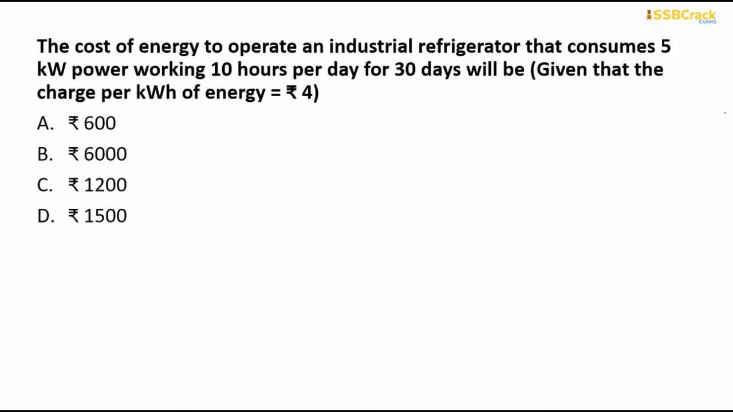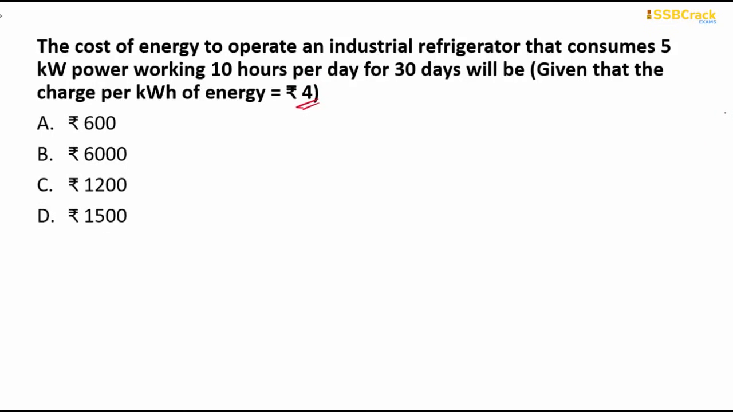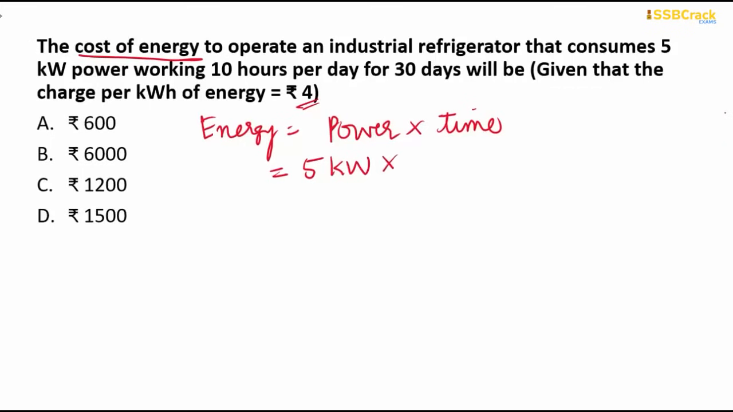Going on with the next important question: the cost of energy to operate an industrial refrigerator that consumes 5 kilowatts of power, working 10 hours per day for 30 days, will be what? It is also given that the charge per kilowatt hour of energy is 4 rupees. We have to understand this question in a very careful way. We have to find out the cost of energy. So what is the formula of energy? Energy is equal to power into time. What is the power given? The power is given as 5 kilowatts. And what is the time? It is 10 hours per day for 30 days. That means I'm again multiplying it by 30 days.